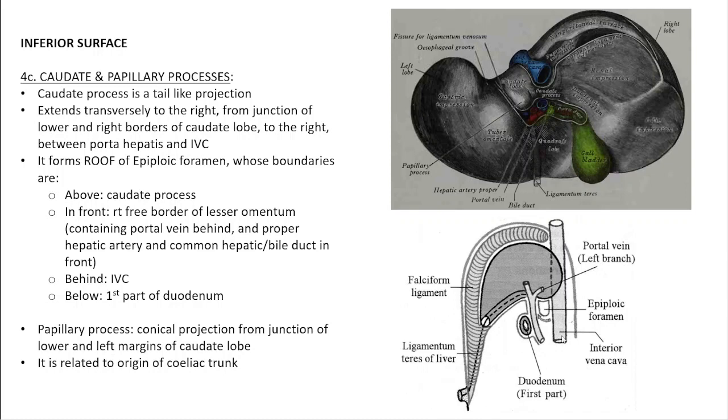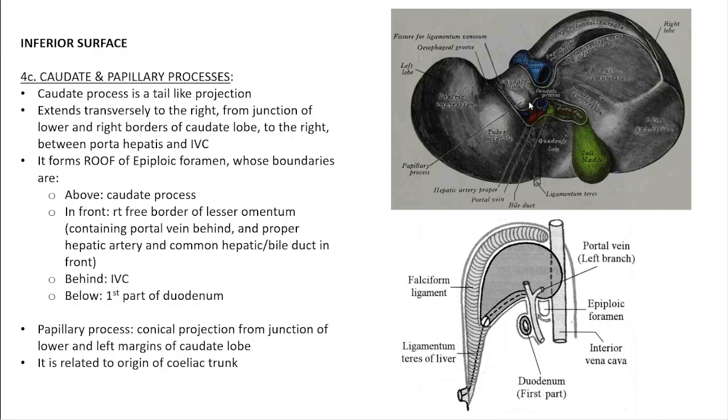So this is the inferior vena cava. This is the right free border of the lesser omentum containing, in addition to the portal vein, the proper hepatic artery and the common hepatic duct in the upper part and the common bile duct in the lower part after the cystic duct has united with the common hepatic duct. The inferior margin is formed by the upper border of the first part of the duodenum, and the superior margin is formed by the caudate process of the liver. So this is a communication between the lesser sac and the Morison's pouch or the hepatorenal pouch or the right posterior subhepatic space.